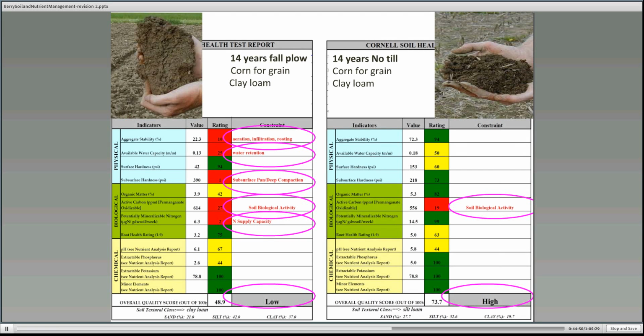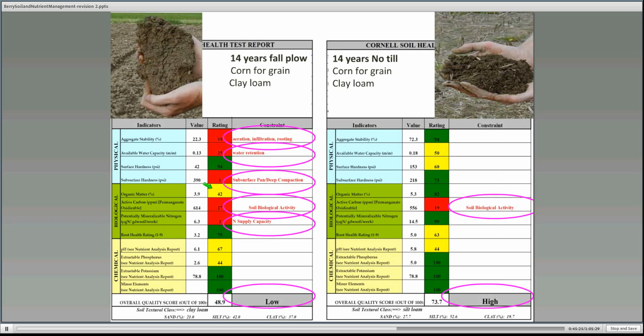So you can see that on this test on the left, we get aggregate stability, which is in a danger zone. That's the red, indicates some danger. Available water capacity is also in that red danger zone. Surface hardness has a very excellent rating, probably because of all the tillage that's happening. But for the subsurface hardness, you still have a subsurface pan, deep compaction resulting.